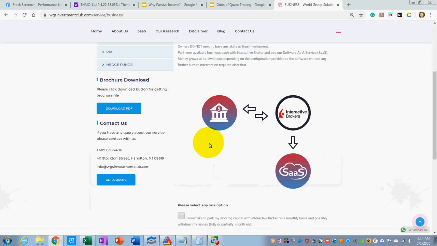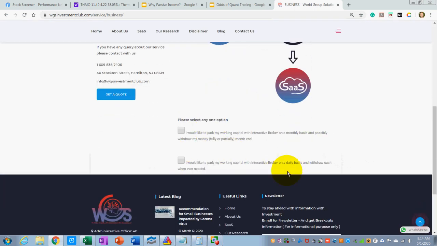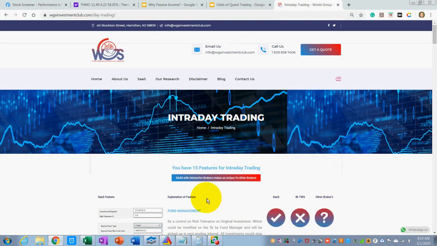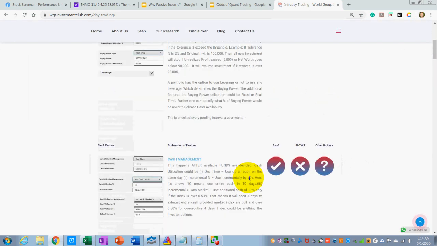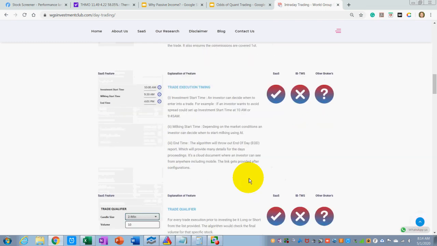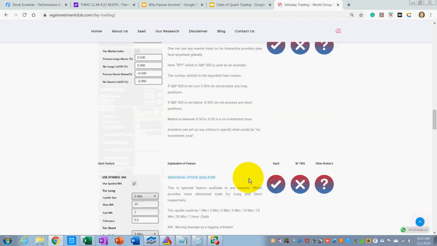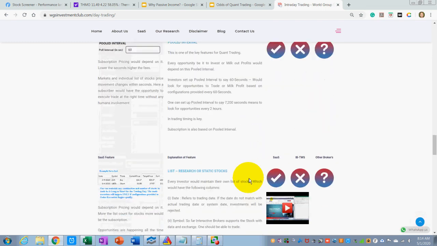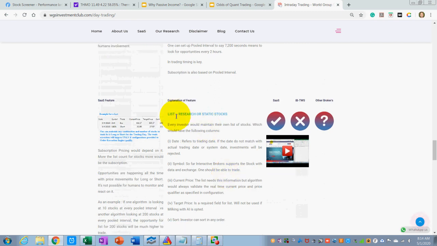So once you come to business, you can choose, say, intraday, which is the third one. It'll give you all the features. Under the features, there is something called list, my list or something, if I can recollect that. Yeah, list. It could be a static list or a research-based list.